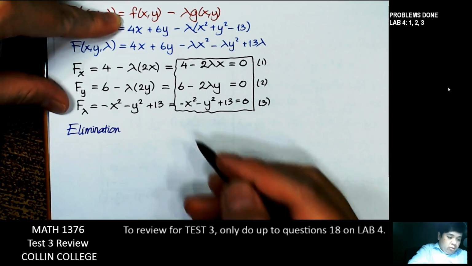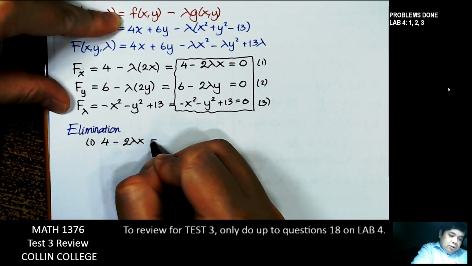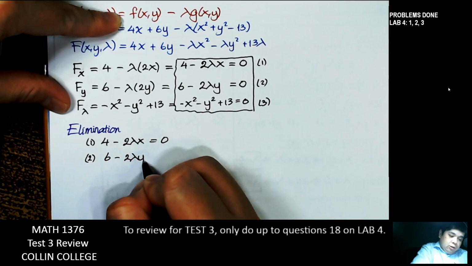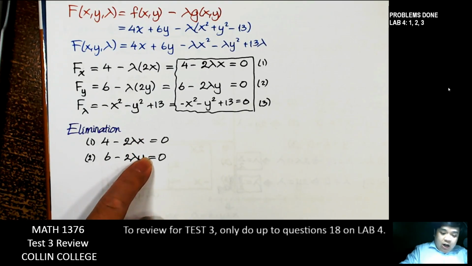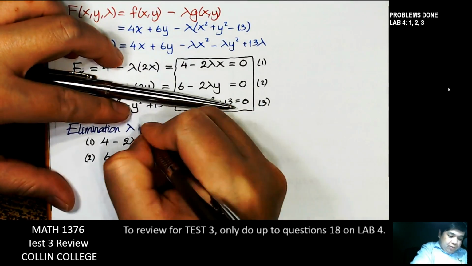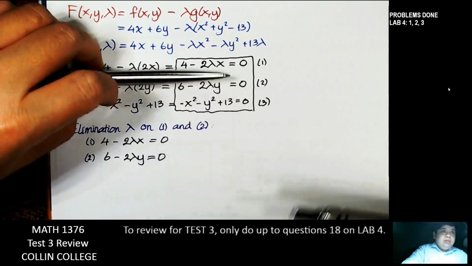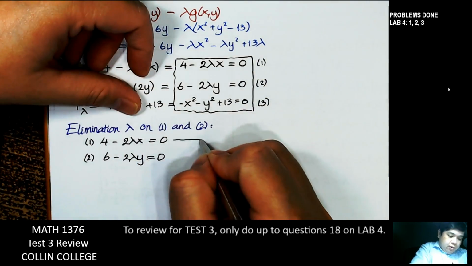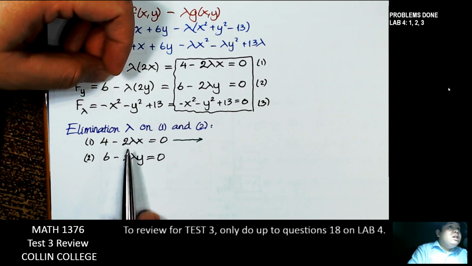Right. So let's take the top two equations. What we're trying to eliminate is x and y here. So in order to eliminate the lambda, let's eliminate lambda on 1 and 2. So this will have 2 lambda x, this 2 lambda y.